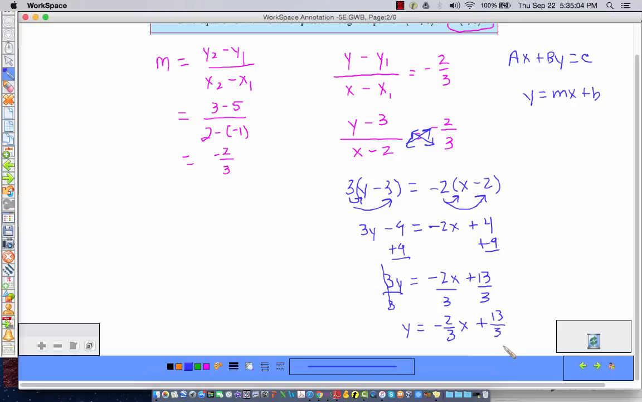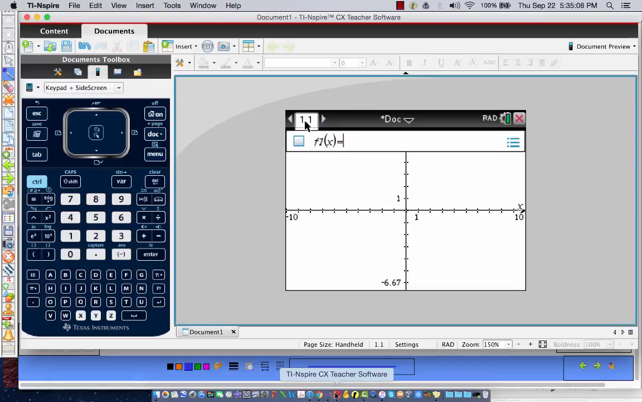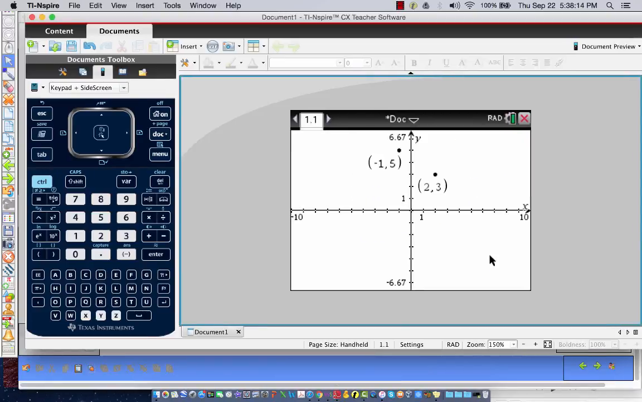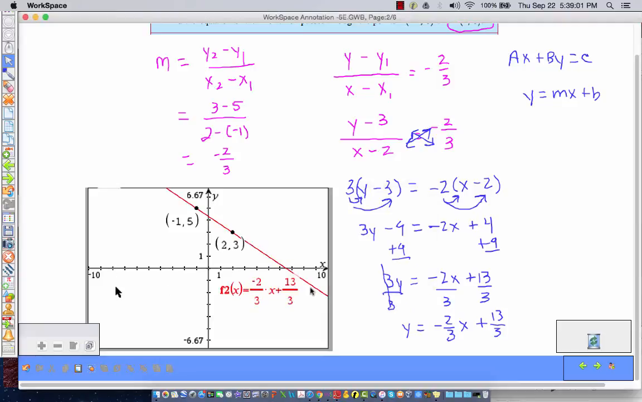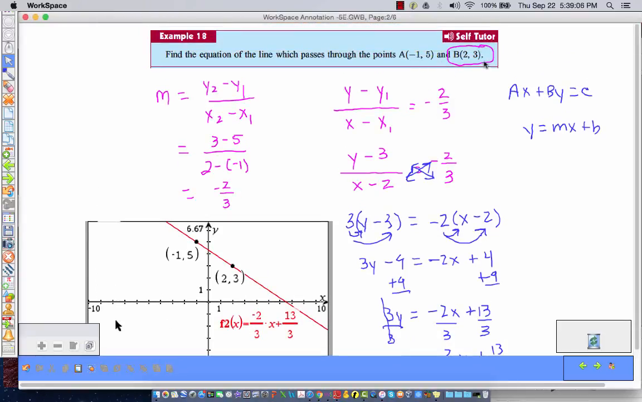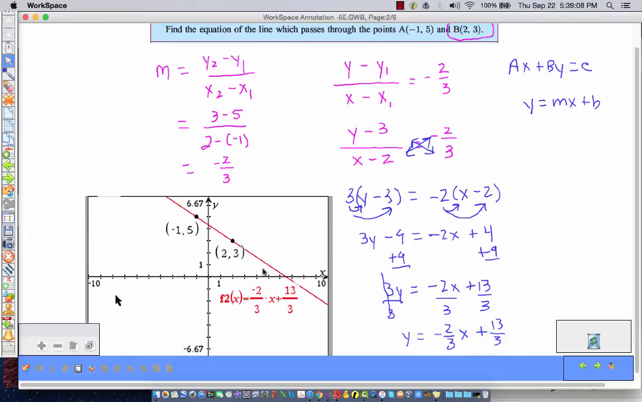And just so we can see what that line looks like, I fired up my graphing calculator. So now I'm going to graph our function, which was negative 2/3 x plus 13/3, and if I've done my algebra correctly, it's going to go right through the points (2, 3) and (-1, 5), and it certainly does that. So let's get a picture of that for your notes. And there we have it: a line that goes through these two points. We found the equation of that line.